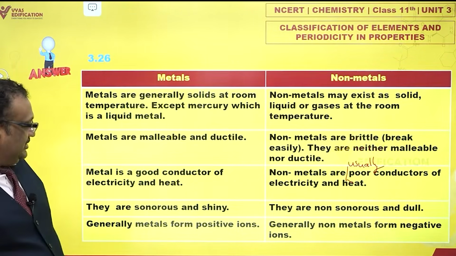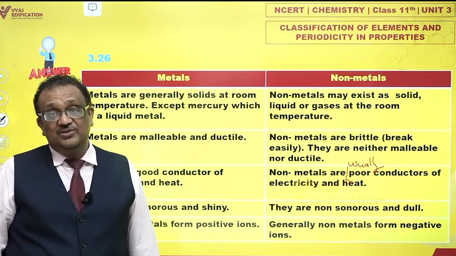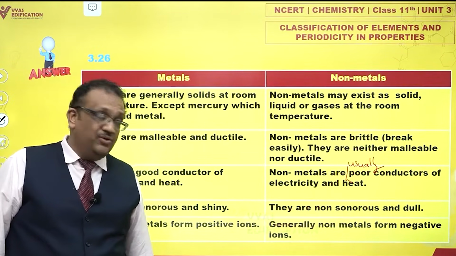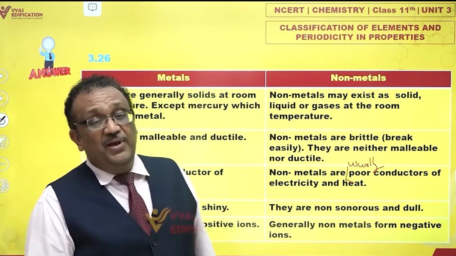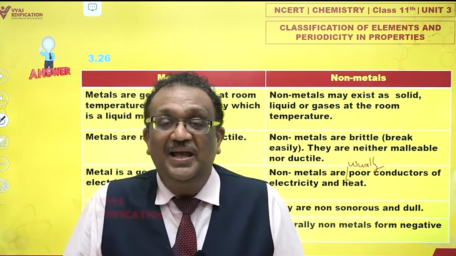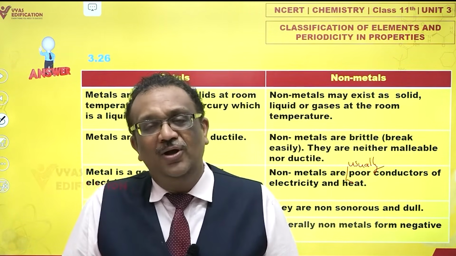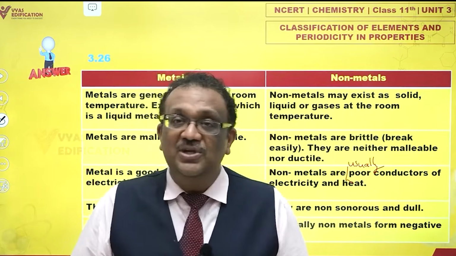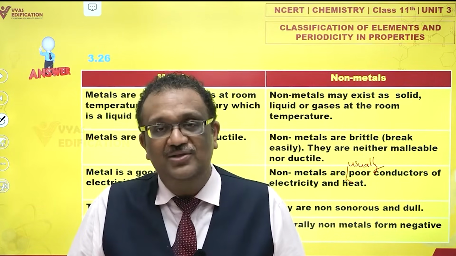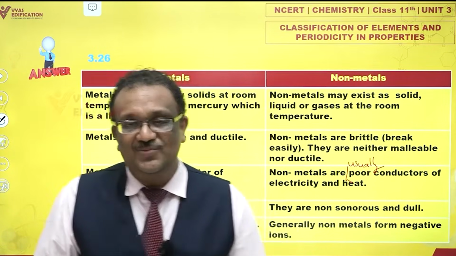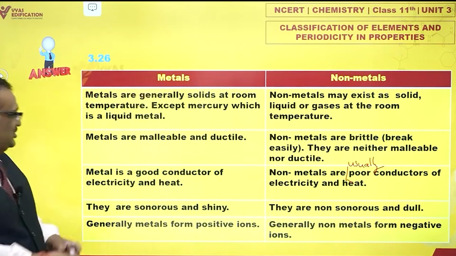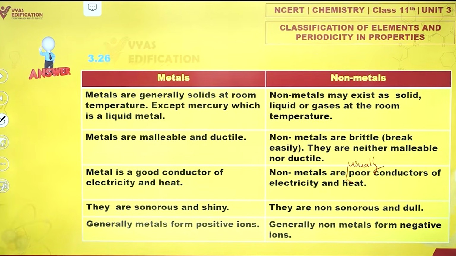Then metals generally form cations. Why? Because they are electropositive. Non-metals generally tend to form anions because they are electronegative. We can just go on and on, but these are some of the most representative and classic characteristics of metals and non-metals. I'll just move myself aside so that you can copy if you wish. And this is the theory you need. Take a screenshot if you desire.